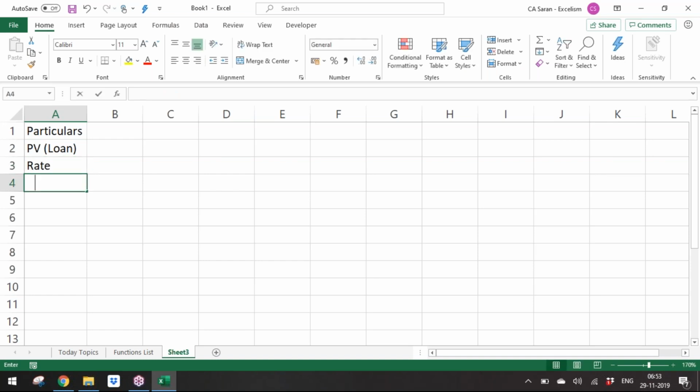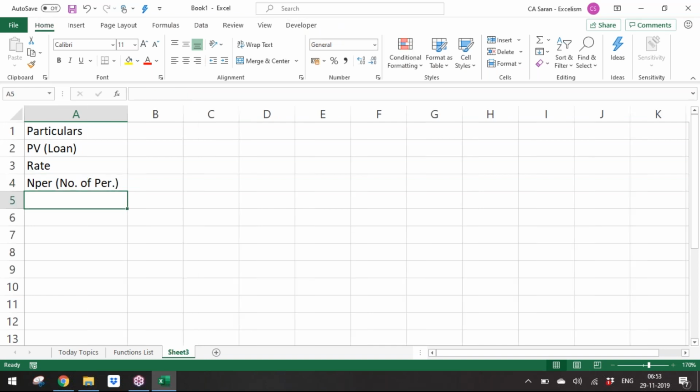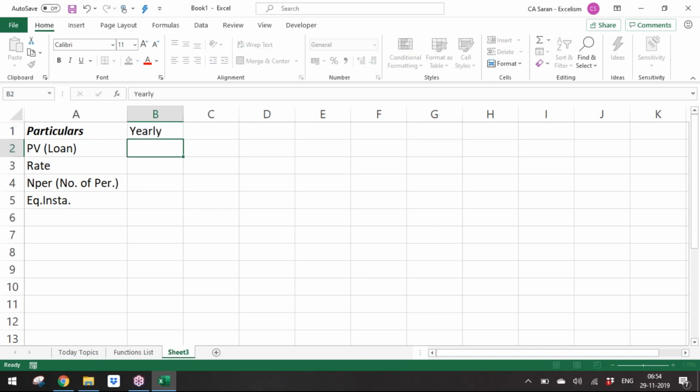rate, NPER, number of periods. Number of periods I'll be paying the loan. Then equated installment. I've not taken equated monthly installment because that we can decide. For example, I want to have equated yearly installment. Let's say I'm going for a loan of 5 lakh.